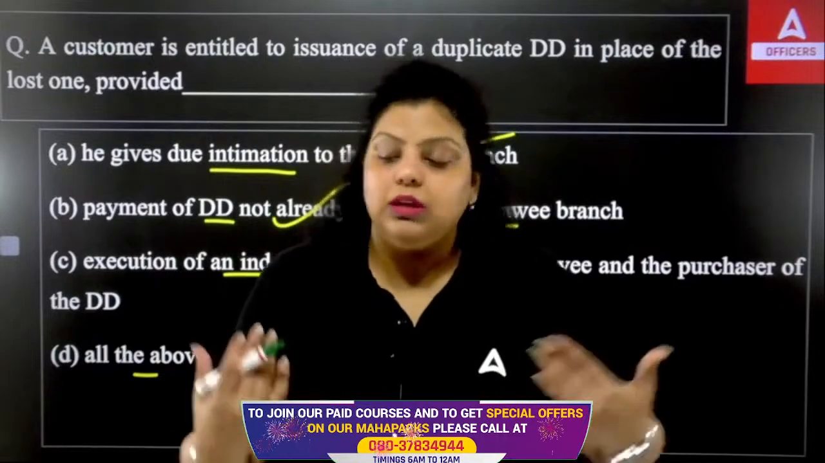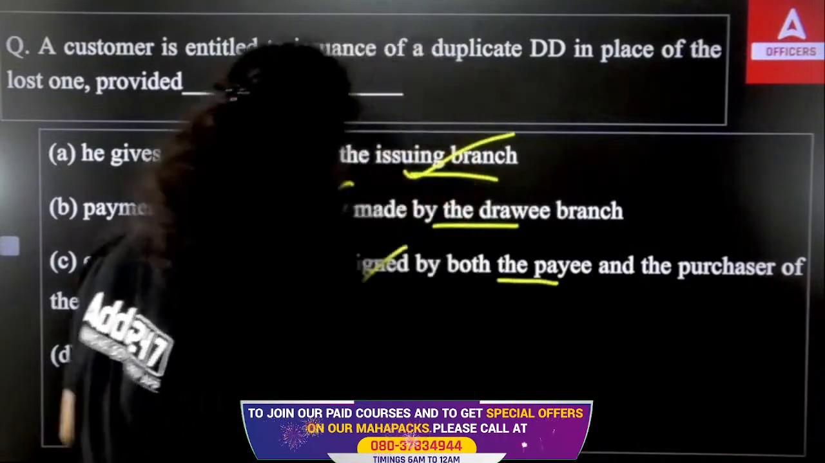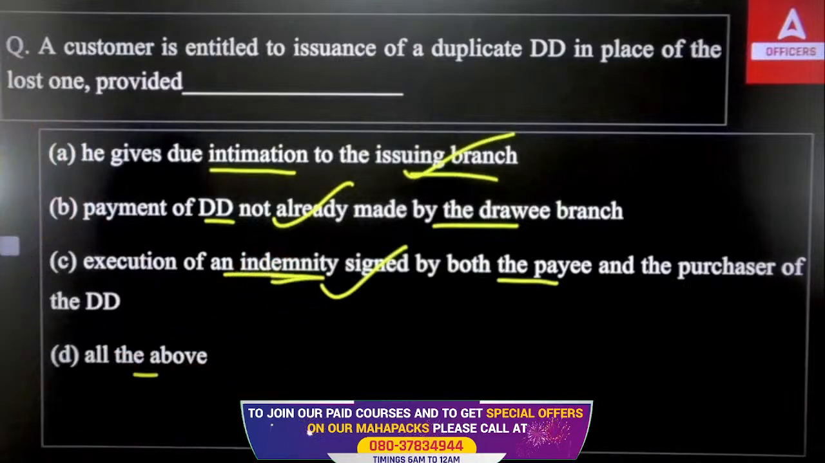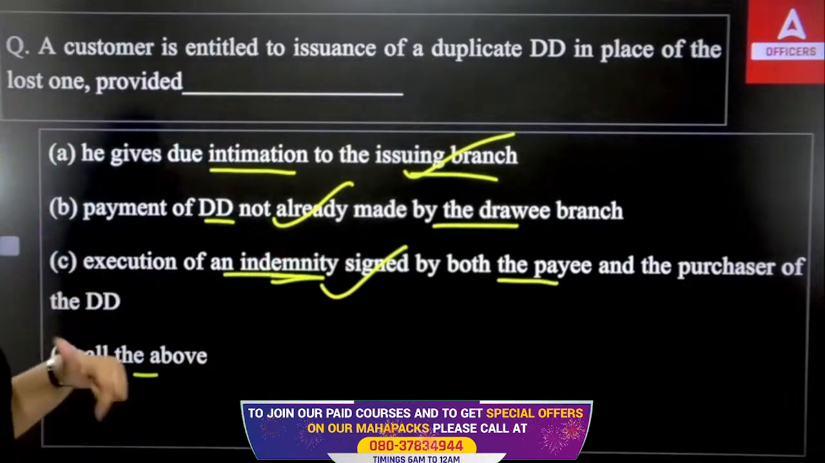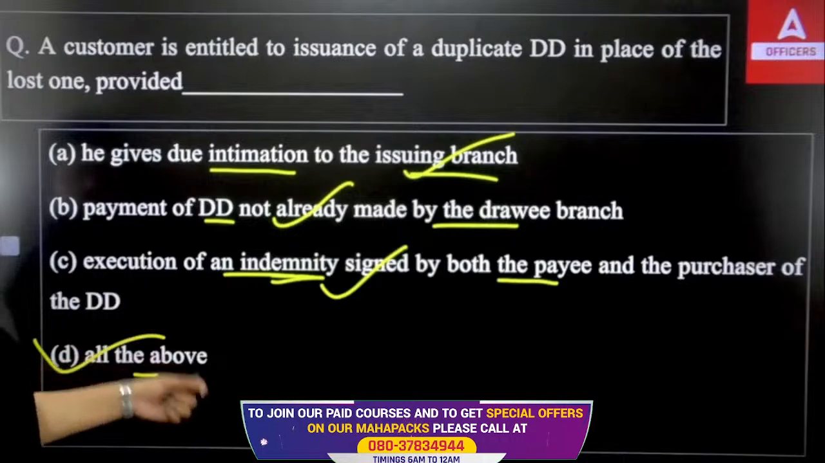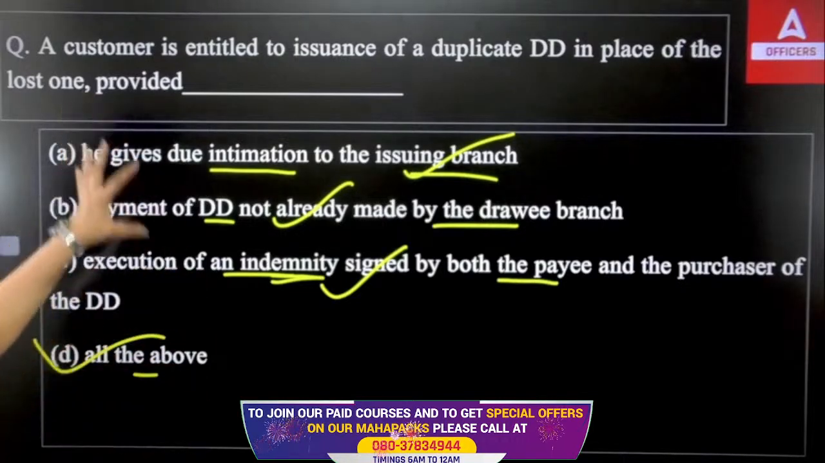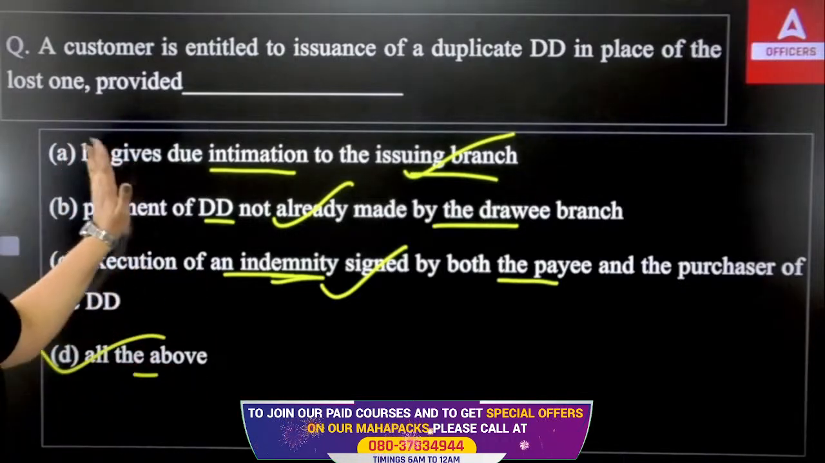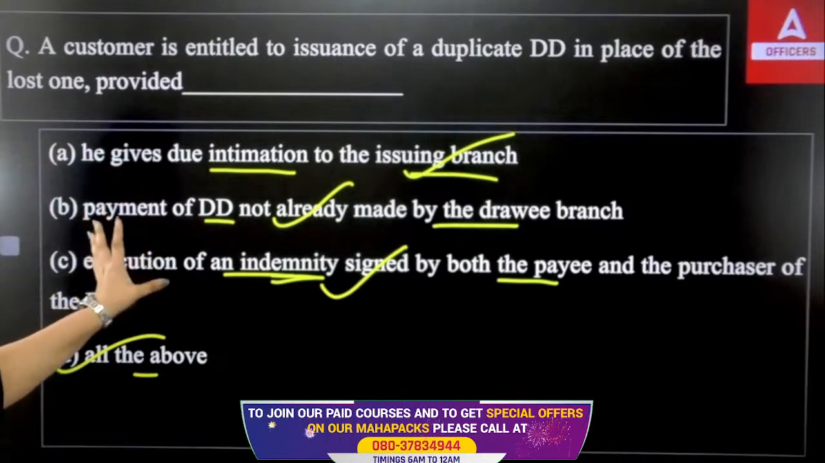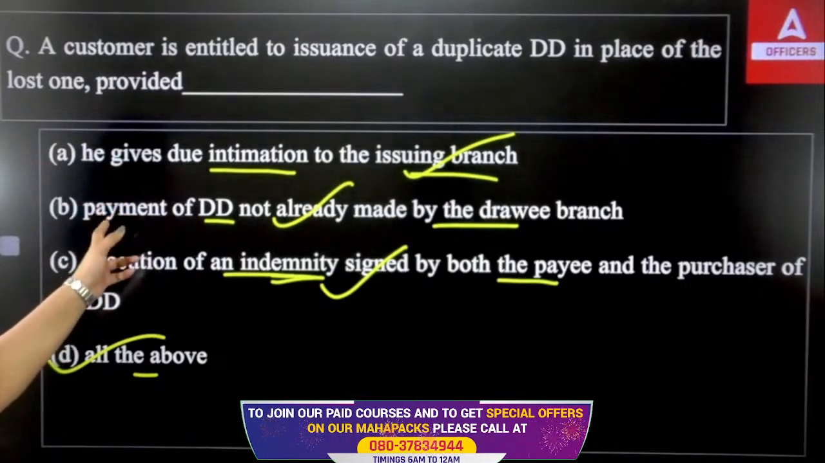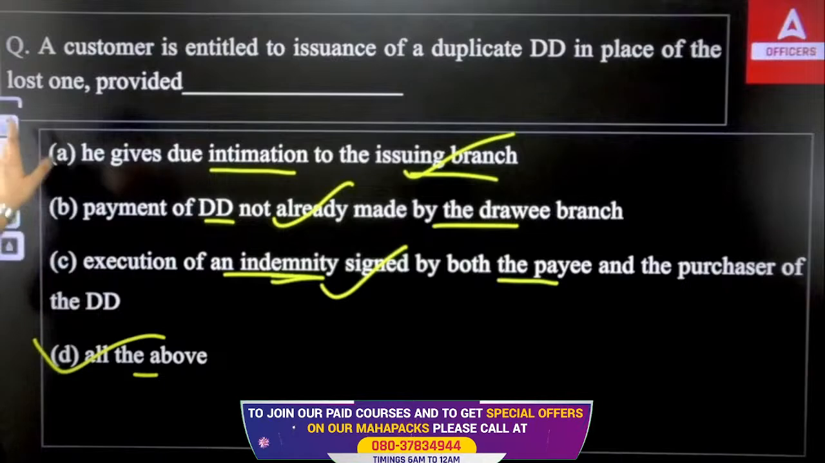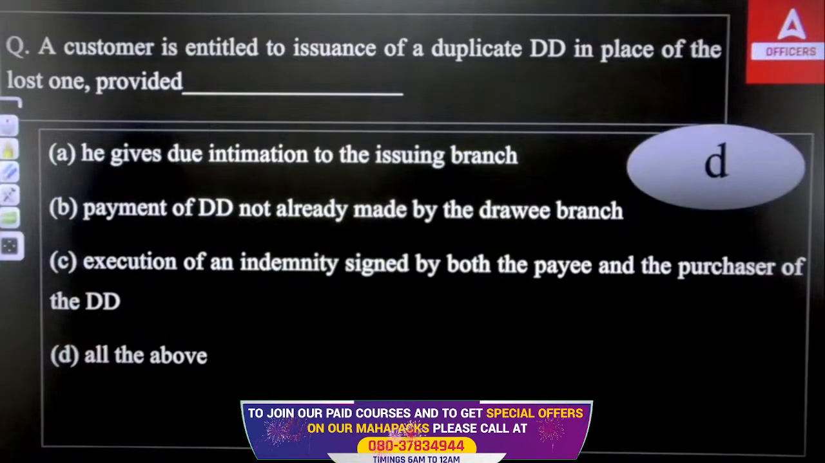Bank will bear the loss? No, the customer has to bear the loss. That's why the indemnity bond will be signed by the customer, by the payee as well as the purchaser of the DD. So the right answer is all of the above. All these conditions have to be very precise when the customer is going to the bank for the issuance of the duplicate demand draft. So the right answer will be all of the above.